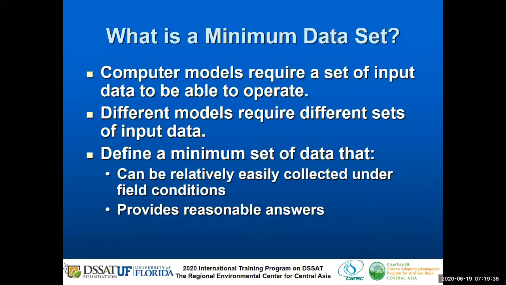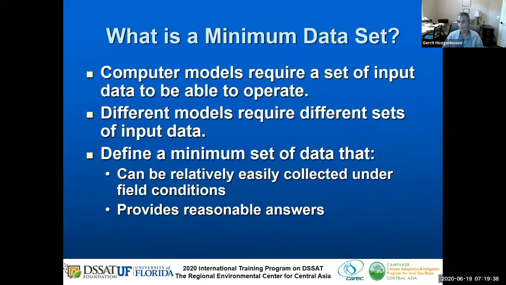So the approach we are using in the DSSAT family of crop models is that we first of all define a minimum data set as a data set that can be relatively easily collected under field conditions by a user.